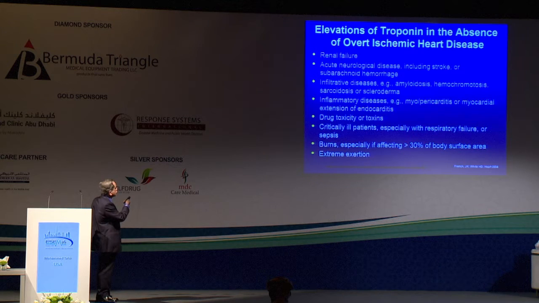Drug toxicity, renal failure, stroke, subarachnoid hemorrhage. The cerebellum is also rich in troponins, so if you have a cerebellar infarct, you will have an elevated troponin. Critically ill patients, sepsis, very common. If you have sepsis, if the lactic acid is high, your troponin will be elevated. Burns, we just said, and extreme exertion.